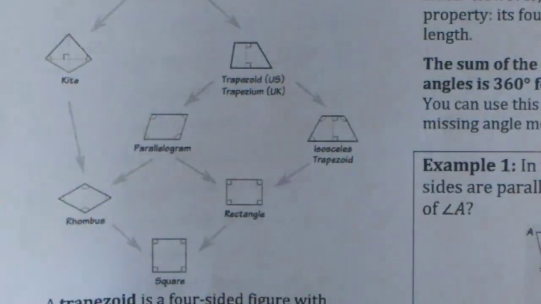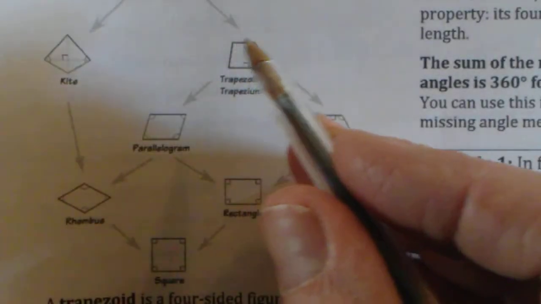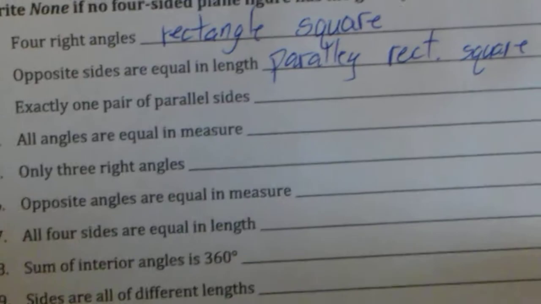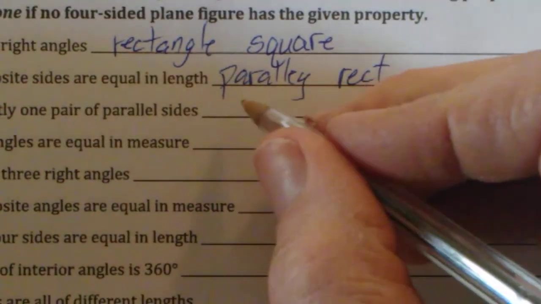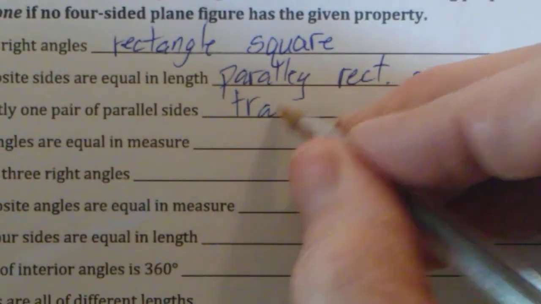That was the trapezoid, right? One pair of parallel sides. Trapezoid.